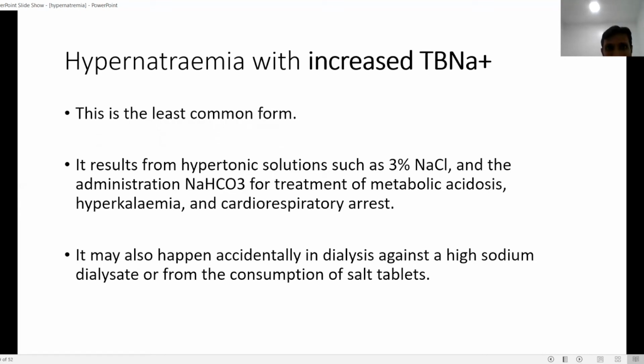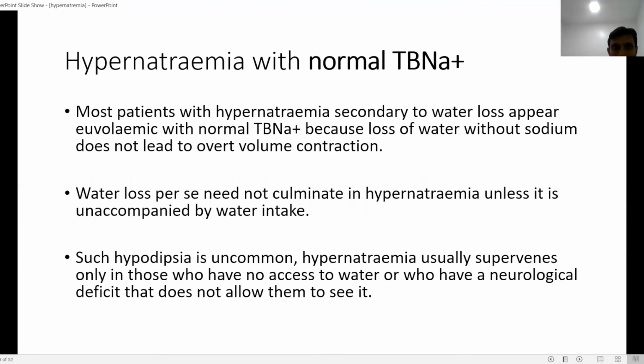It usually results from hypertonic solution ingestion, such as 3% NS, or the administration of sodium bicarbonate for the treatment of metabolic acidosis, hyperkalemia, or cardiorespiratory arrest. It may also happen accidentally in dialysis against a high sodium dialysate, or from consumption of salt tablets.